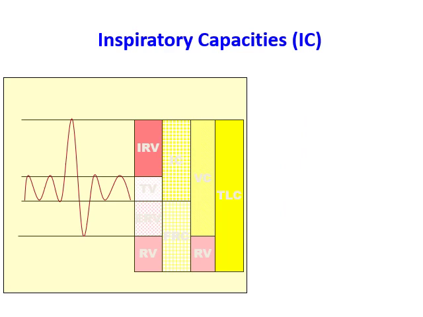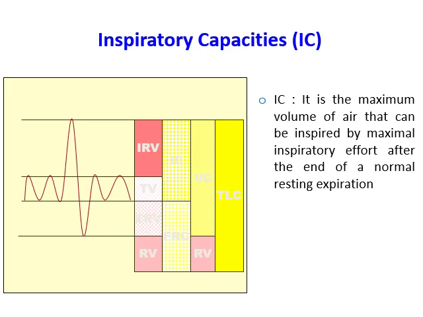Now we'll discuss lung capacities. Lung capacities are the sums of two or more of the lung volumes. There are four lung capacities. The first one is the inspiratory capacity. It's the maximum volume of air that can be inspired at the end of a resting expiration. So, it's the sum of the tidal volume and the inspiratory reserve volume.